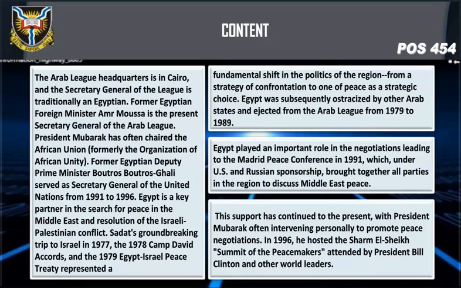Egypt played an important role in the negotiations leading to the Madrid Peace Conference in 1991, which, under US and Russian sponsorship, brought together all parties in the region to discuss Middle East peace. This support has continued to the present, with President Mubarak often intervening personally to promote peace negotiations. In 1996, he hosted the Sharm el-Sheikh Summit of the Peacemakers, attended by President Bill Clinton and other world leaders.